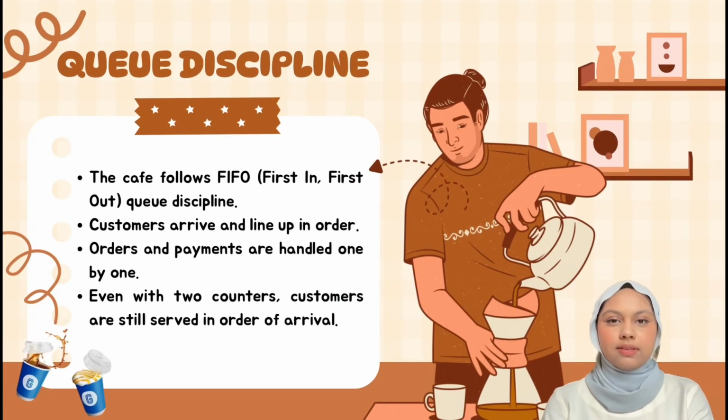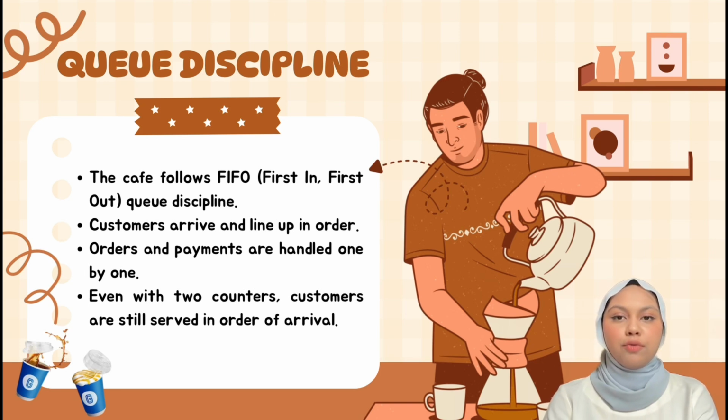Queue discipline. The cafe follows FIFO queue discipline, which means customers are served in the order they arrive. The customers arrive, line up, place orders, and pay one by one at the counter. Customers are still served in order of arrival even with 2 counters.